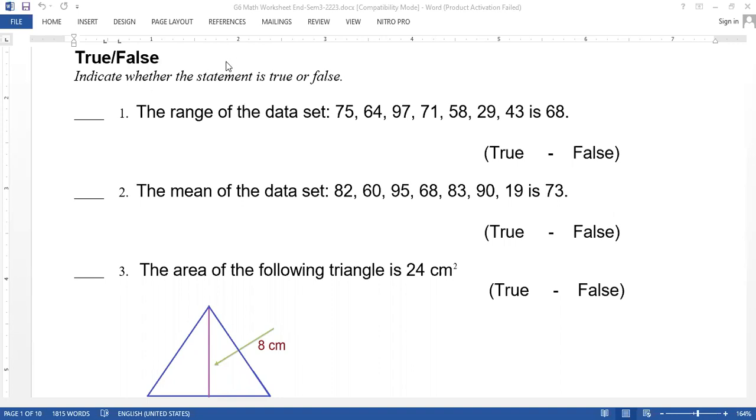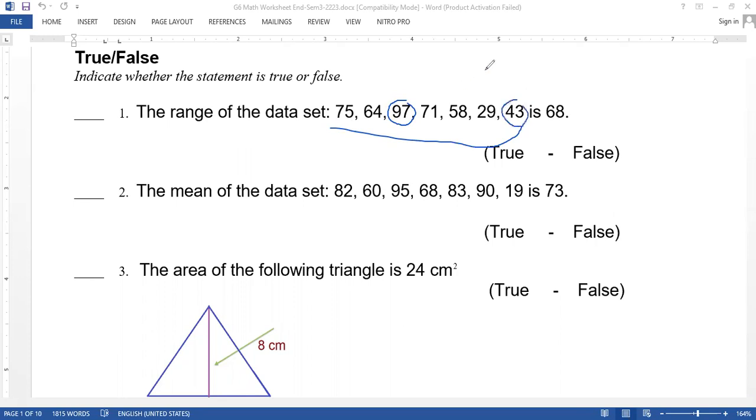Question number 1, true or false. The range of the data set of these numbers is 68. Now what is the range? The range, you subtract the greatest value minus the least value. If you look at these numbers, the greatest value is 97, and the least value, you have to be very careful, is 43.